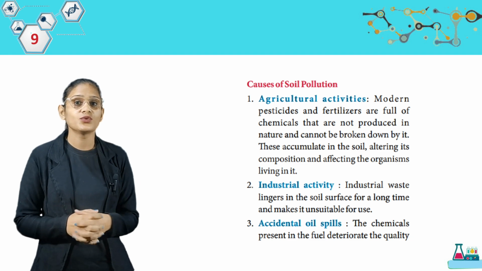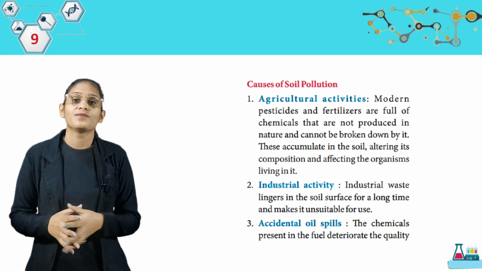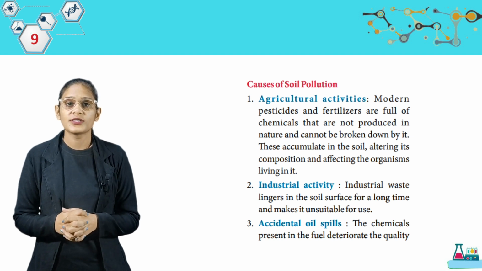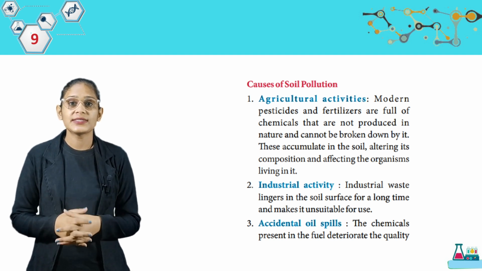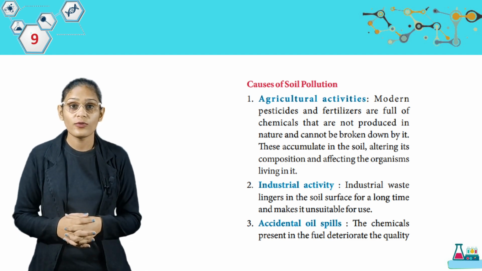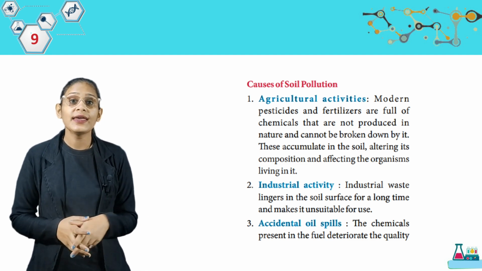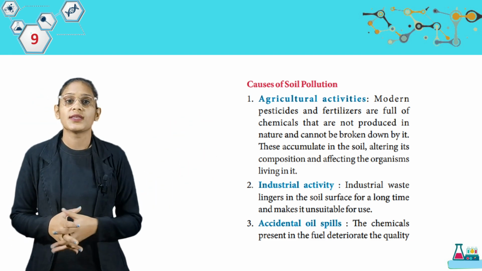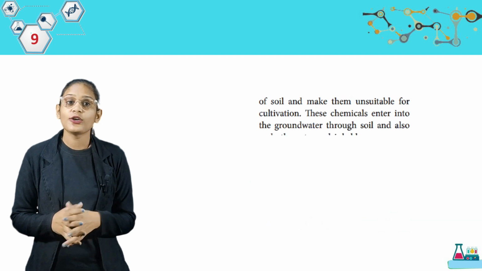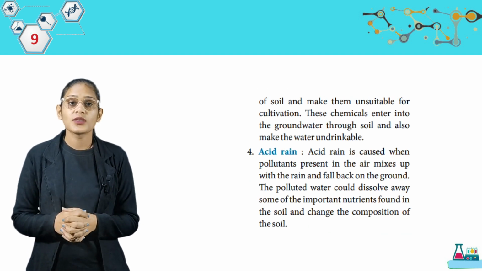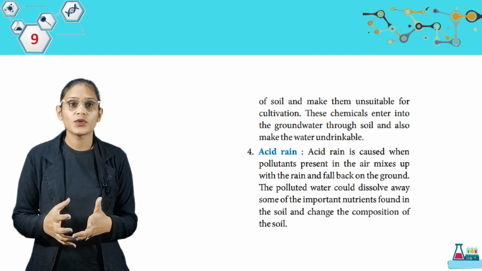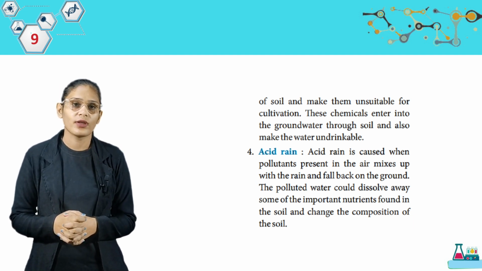The next we have students, industrial activity. Industrial waste lingers in the soil surface for a long time and makes it unsuitable for use. So students, industrial waste ki wajah se bhi hamara soil pollution hota hai. Then next we have accidental oil spills. The chemicals present in the fuel destroy the quality of soil and make them unsuitable for cultivation. These chemicals enter into the groundwater through soil and also make the water undrinkable.